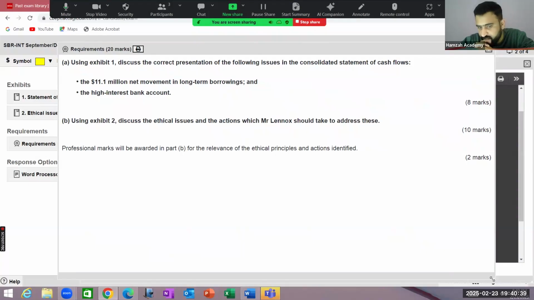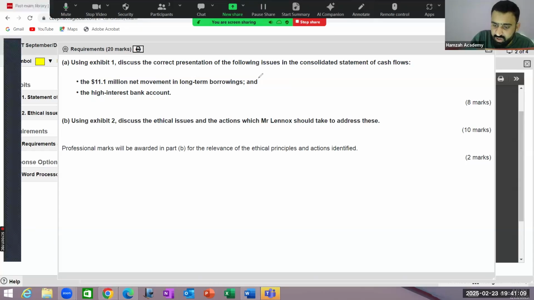Using Exhibit 1, discuss the correct presentation of the following issues in a consolidated cash flow statement: the 11.1 million net movement in long-term borrowings, and the high interest rate bank account. These are the two requirements. We have a total of 8 marks.